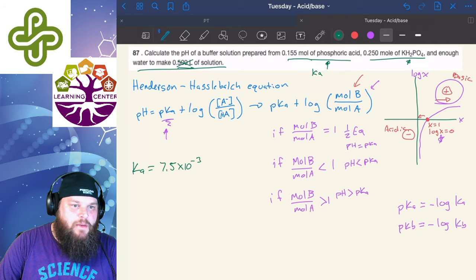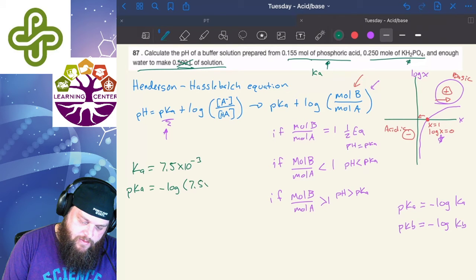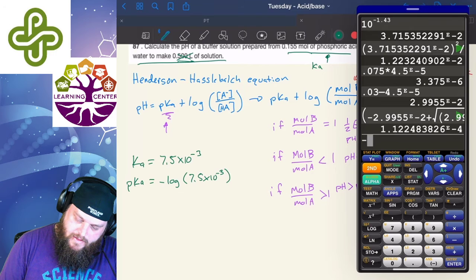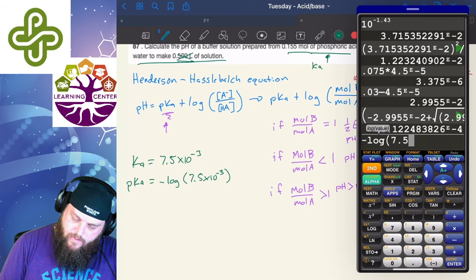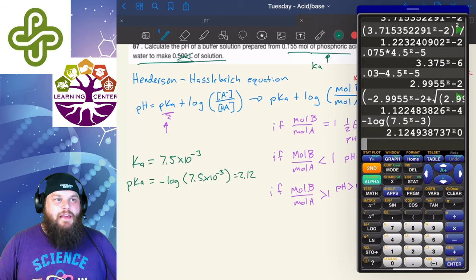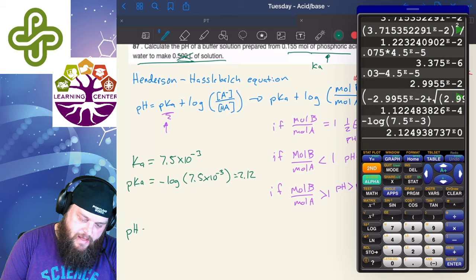So from that, we can determine the pKa, which is equal to the negative log of that Ka, 7.5 times 10 to the negative 3. That's negative log 7.5 e to the negative 3, which is equal to 2.12. So that's the pKa of what we're dealing with. Now we can plug that in for our pH into the Henderson-Hasselbalch.